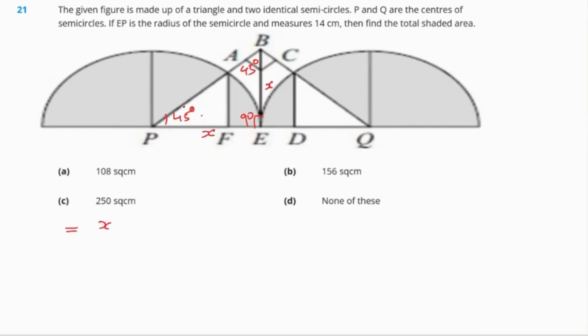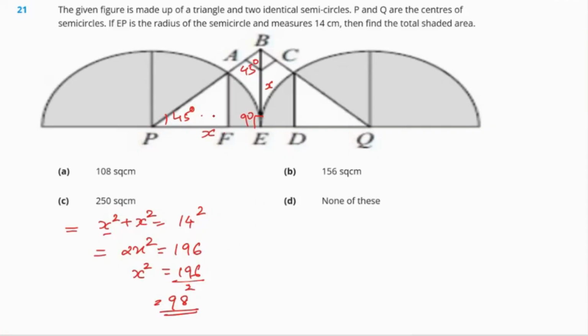So here you can say one side, it is 14 only. Radius is given as 14. So here you can write x square plus x square is equal to 14 square. That is base square plus altitude square is equal to hypotenuse square. So x square and x square will become 2x square is equal to 14 square. It is 196. So from here you can write x square is equal to 196 by 2, which is equal to 98. So just keep it like this.